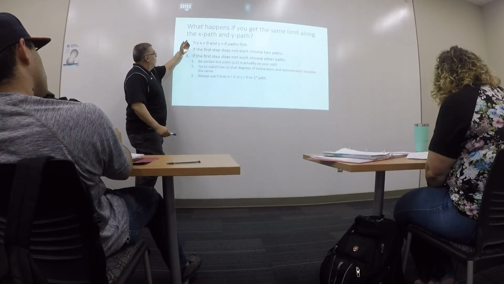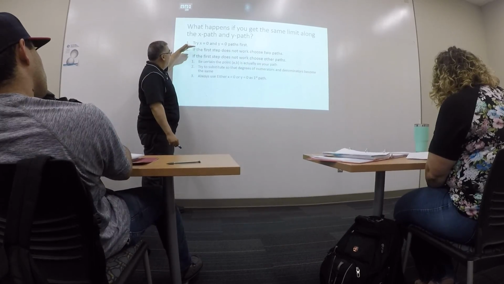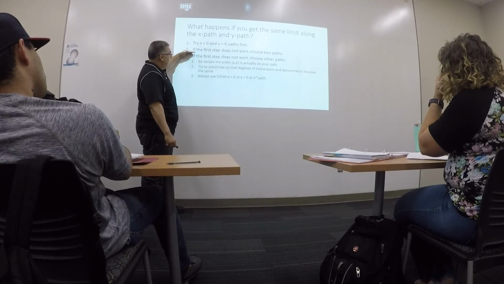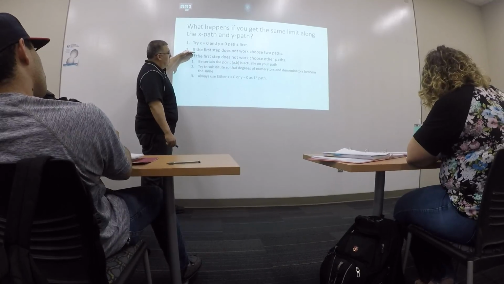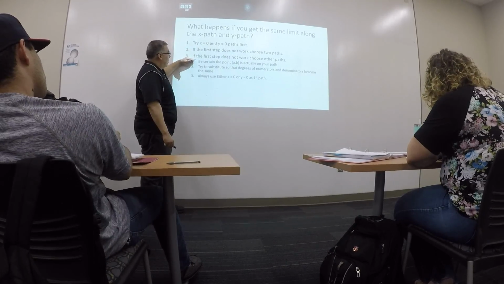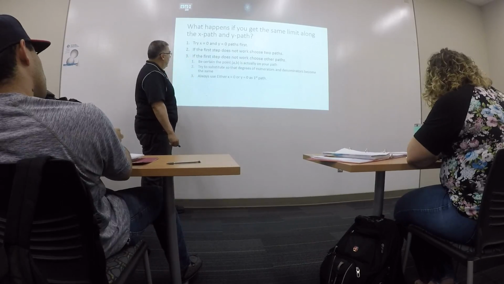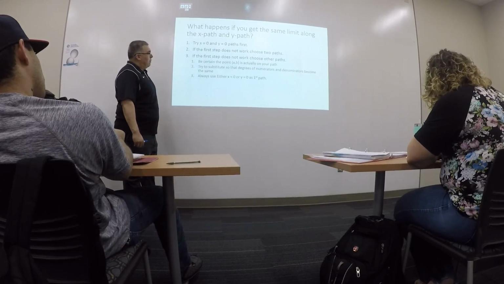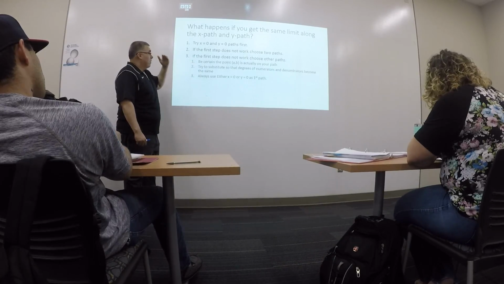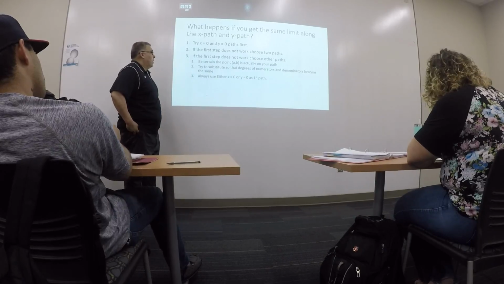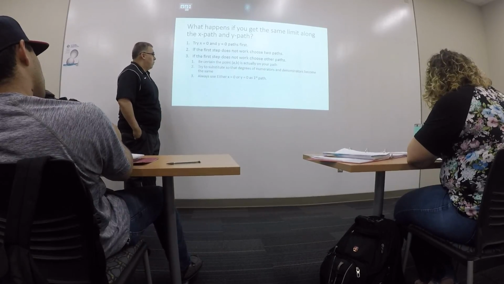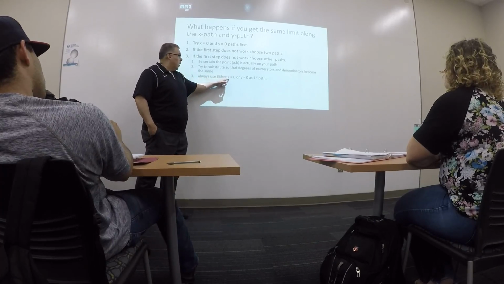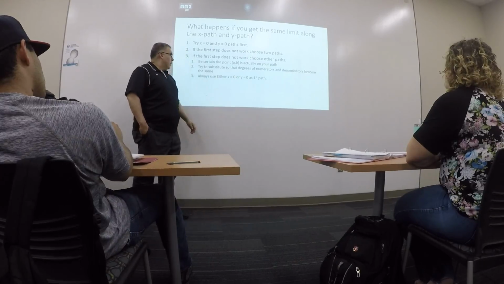So what happens if you get the same limit along the x and y path? This is the first thing you do: try x equals 0 and y equals 0 paths first. If that first step does not work, choose other paths. Number one, be certain that the point (a, b) is actually on your path. Number two, try to substitute so that the degrees of the numerator and denominator become the same. And number three, always use either x equals 0 or y equals 0 as your first path.